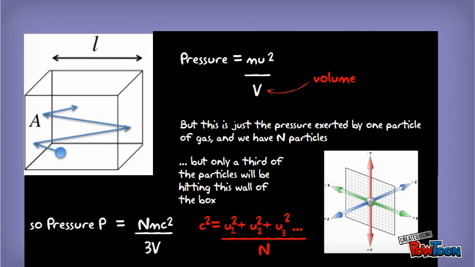So what's c squared, because we had u squared in the original formula for pressure? Well, each particle of gas will be travelling at a different velocity. So what we need to do is to find the average square velocity. So we take each individual velocity, square it, add it together and divide it by the number of particles to find c squared. And that is how we derive the pressure of an ideal gas. Pressure of an ideal gas, P, is N m c squared divided by 3V.